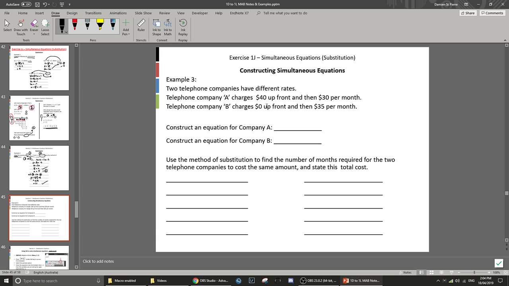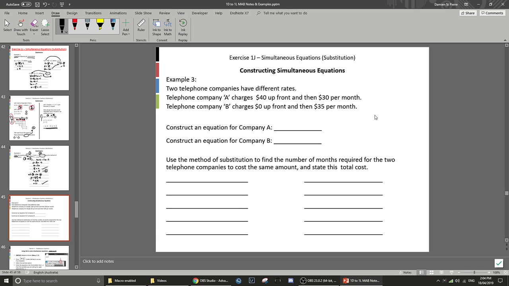So this example here is actually constructing simultaneous equations. So this is a bit of an application problem. The two telephone companies have different rates. Telephone company A charges $40 up front and then $30 per month. Telephone company B charges $0 up front and then $35 per month. Construct an equation for A, construct an equation for company B.